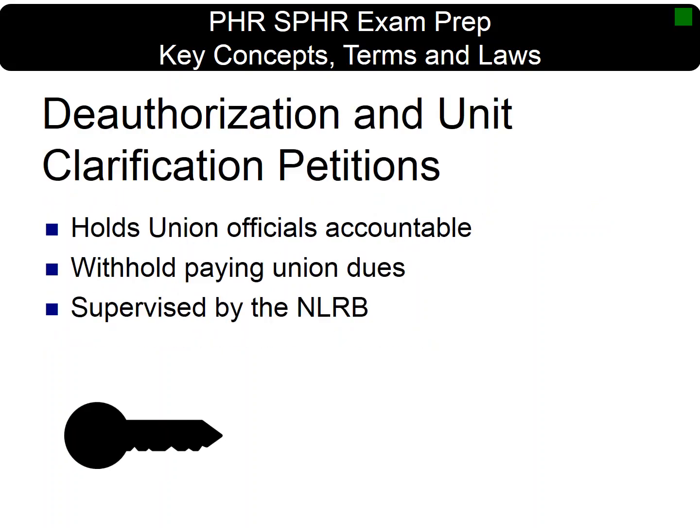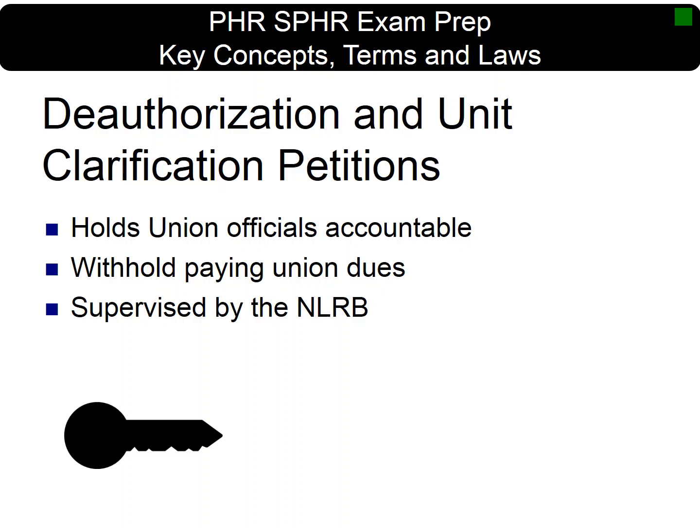Deauthorization differs from decertification. When employees vote to decertify their union, it ceases to be their bargaining agent and the employees cease to pay union dues. Decertification only requires a simple majority of those voting. Deauthorization provides a means for union members to hold union officials accountable for their leadership.